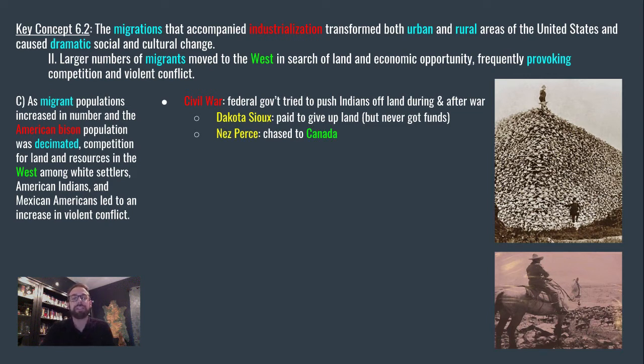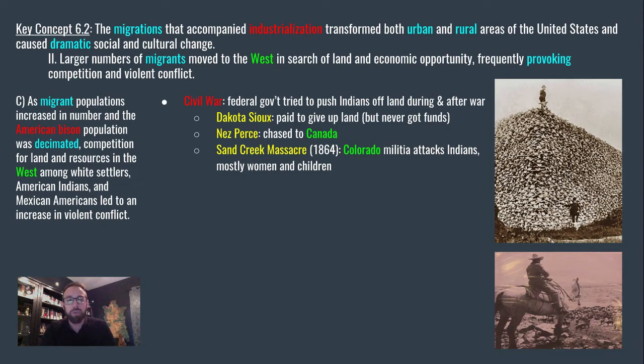And sometimes things like this would result in violence. An example there is the Sand Creek Massacre. This happened in Colorado during the Civil War. So remember, the Civil War, states are taking sides, so there are militias within Colorado that are trying to fight within the Civil War. And when they run into natives looking to sort of solidify the Union's position, they attack the Indians and kill and massacre many of them. Most were women and children.